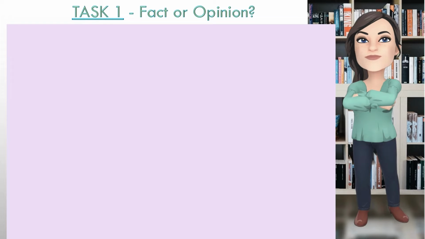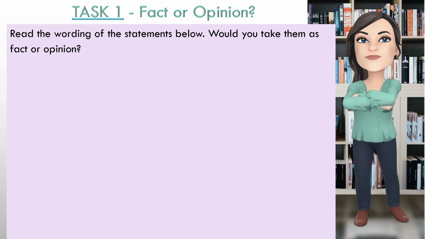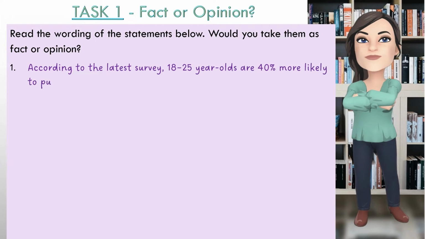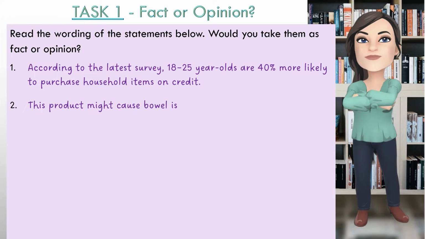Task 1. Fact or opinion. Read the wording of the statements below. Would you take them as fact or opinion? Jot these down as I'm reading them out. According to the latest survey, 18 to 25-year-olds are 40% more likely to purchase household items on credit. This product might cause bowel issues for some people in months or years to come.